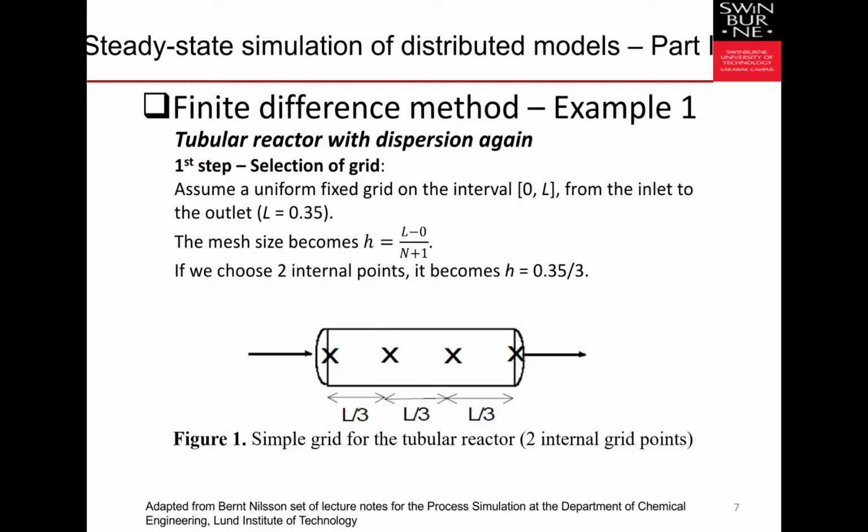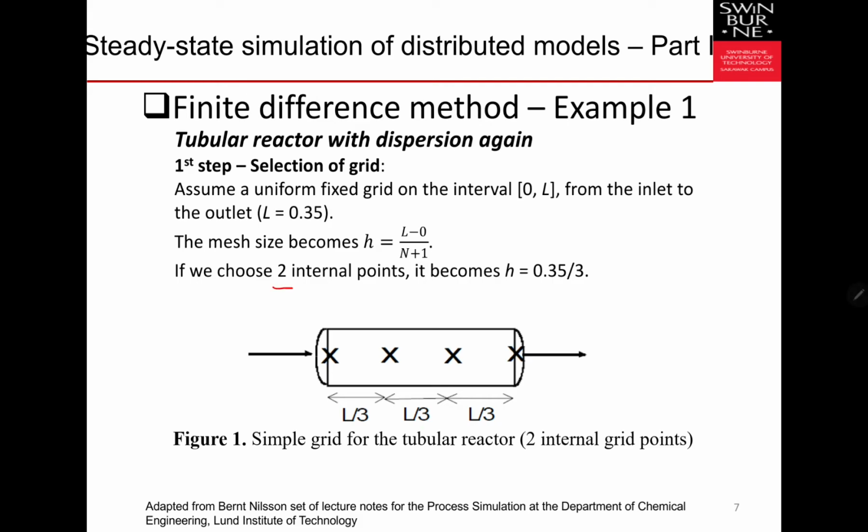Now let's go into an example for the finite difference method, how you apply the finite difference method. This particular problem is the same as the previous problem on the shooting method, where we have a tubular reactor with dispersion. The first step will be the selection of the grid.